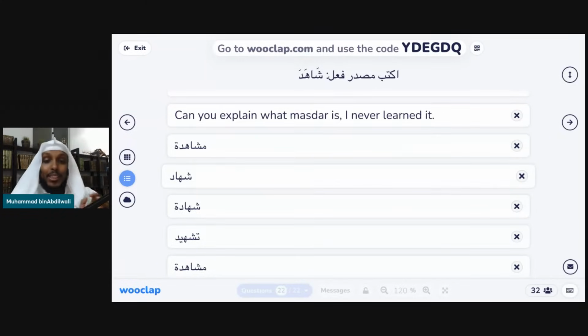So qira'ah is reading. I'm reading, you're reading, okay, that's fine. But the actual reading itself, obviously in English is confusing because it's the same. Reading is the actual verb, and it's also the verbal noun. It's confusing, but in Arabic it's very different, right?